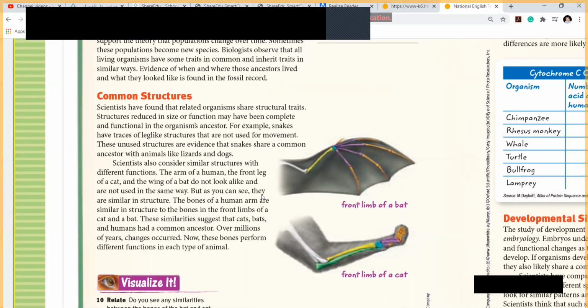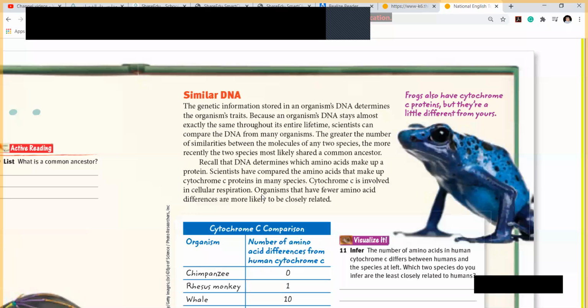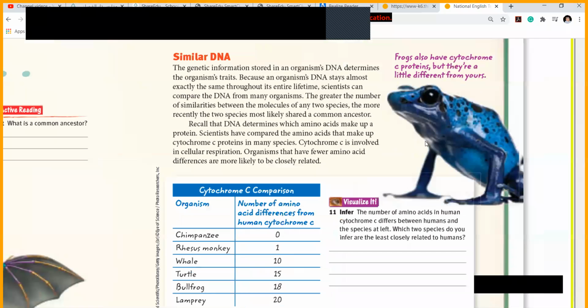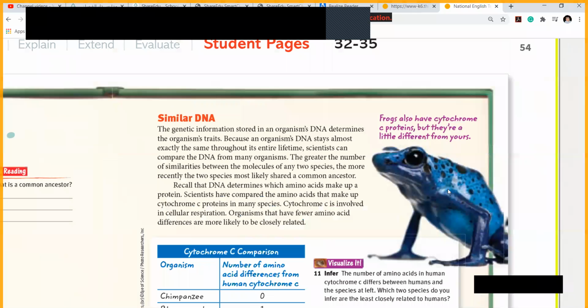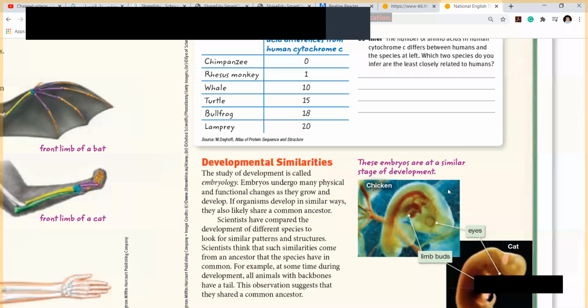Everything, like girls, they have similarities. Like we have similarities with monkeys, right? According to the science, they say that we are not the son of Adam. Na'udhu billah. They say that we come from the ancestors of monkeys. Frogs also have cytochrome C proteins, but they're a little different from yours. Even the frog structure, the heart, resembles our heart in many ways.